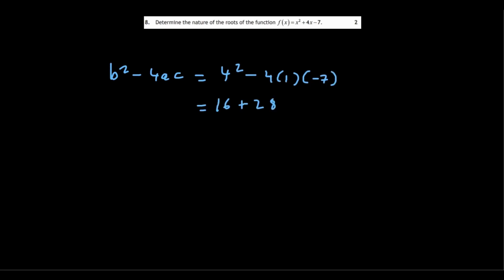Determine the nature of the roots of the function f of x equals x squared plus 4x minus 7. So we start by finding the discriminant of the function. So 4 squared minus 4 times 1 times minus 7. So that's 16 plus 28, and that's positive. So that means there's exactly 2 distinct real roots.